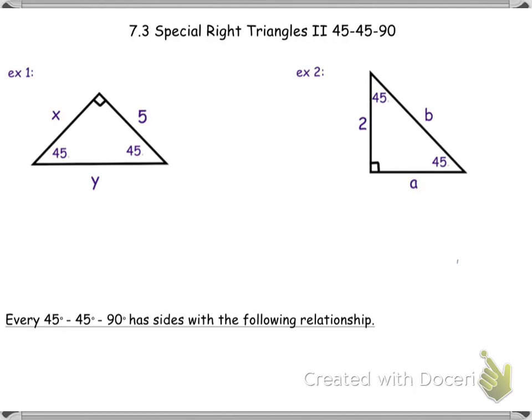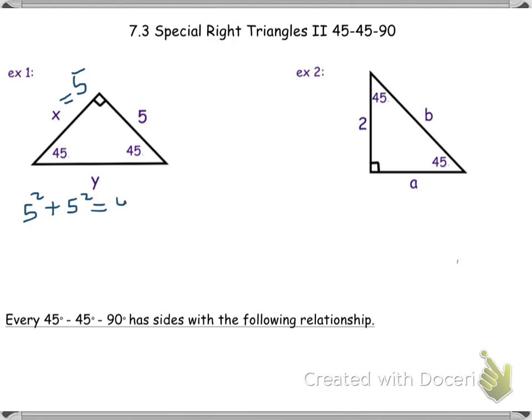This is lesson 7.3, special right triangles. Today we're looking at 45-45-90 triangles. Now if we have a 45-45-90 triangle, we have two angles that are both 45, which means their side lengths are both going to be the same as well, which means x equals 5 because the other leg, across from 45, is 5.